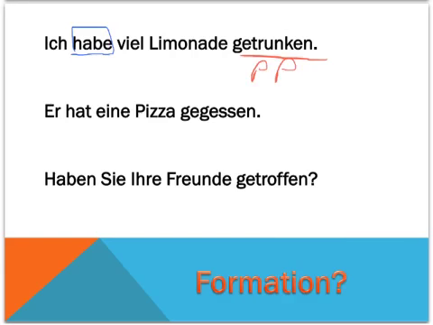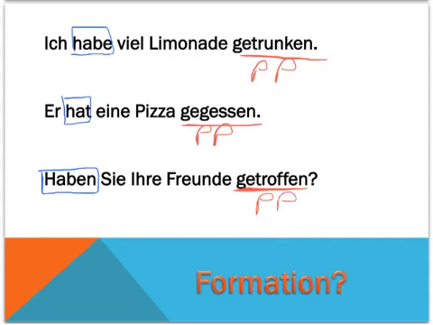Second sentence, again, hat eine Pizza gegessen, our form of haben in second position, and at the end a past participle. And the third example, this time a question, haben Sie Ihre Freunde getroffen? Did you meet your friends? We have a form of haben, this time at the start because it's a question, and again a past participle at the end.